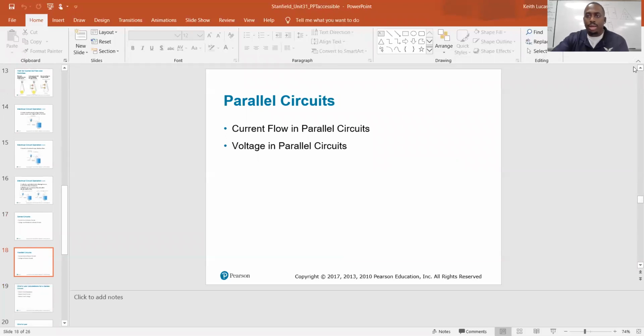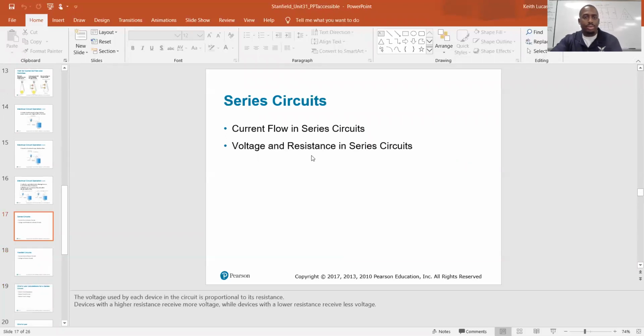You know what? Let me go back. I want to say something else about series circuits: current flow in a series circuit, voltage and resistance in a series circuit. In a series circuit, all of the loads in that circuit are connected to one power source. Or better yet, there's one path from the power source.